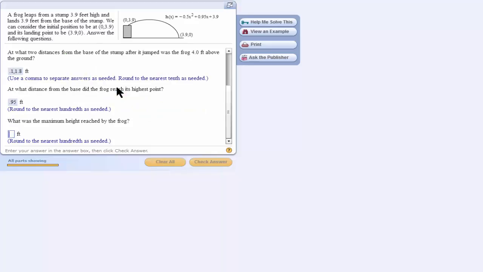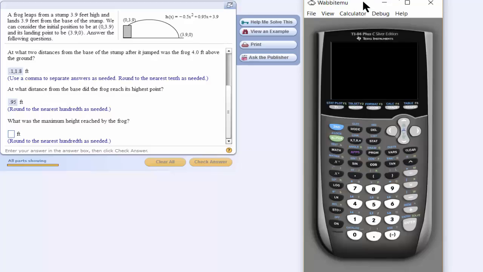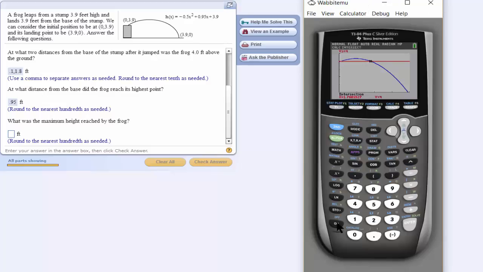More questions! All right, what is the maximum height of the frog? Goodness. All right. Come here, calculator. All right, there we are. Now, what we have to know is how high the frog is when its distance from the log is 0.95 feet, which would be about there. So, what we're going to do is second trace, value.